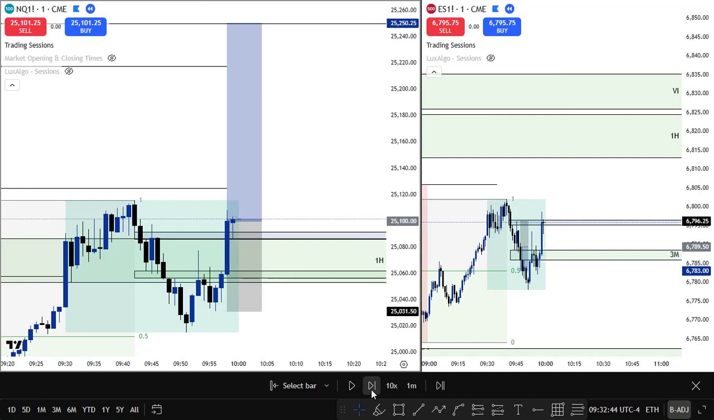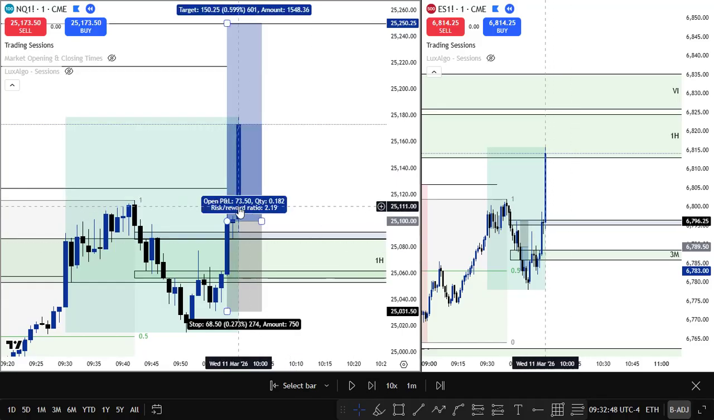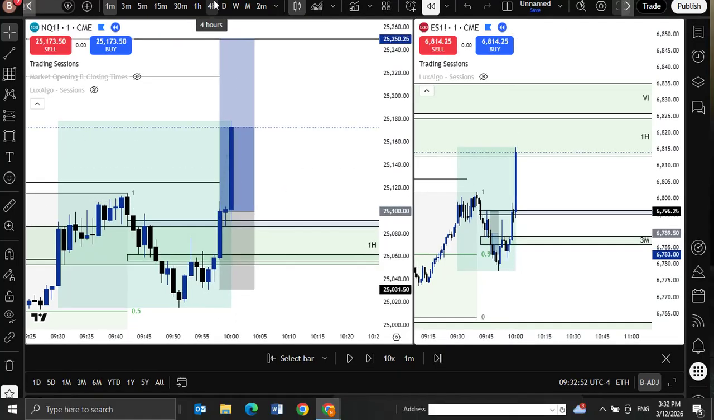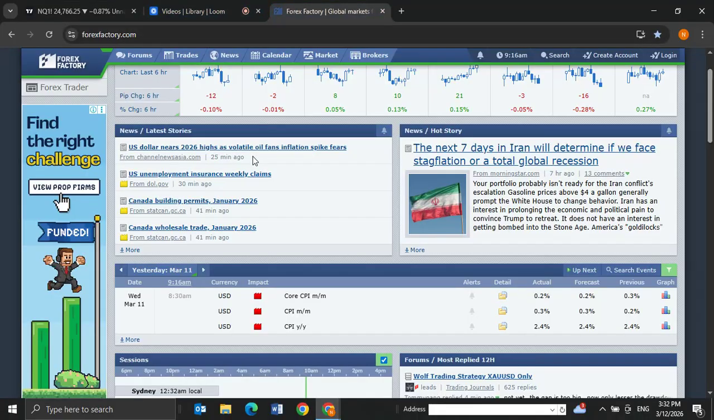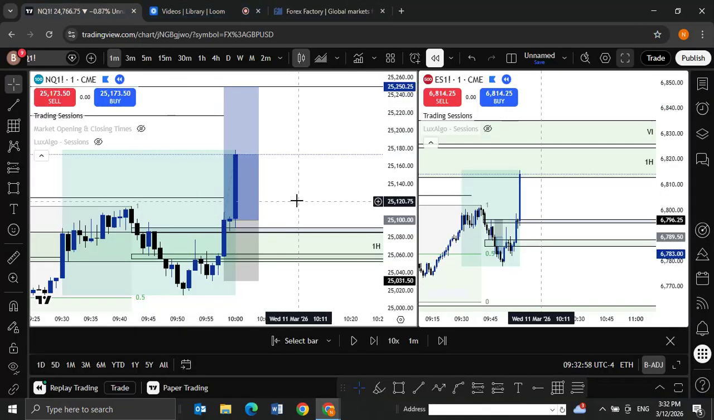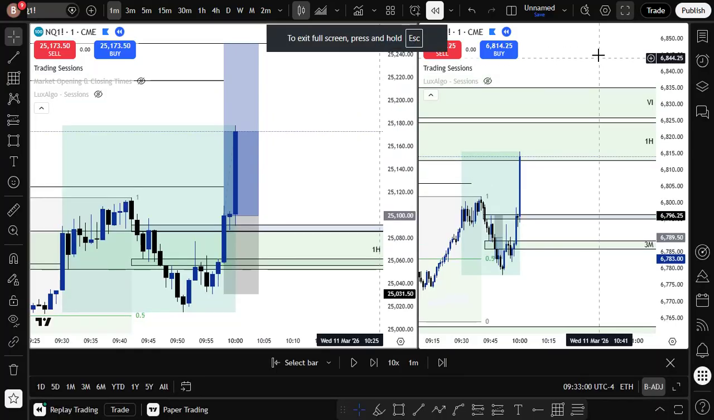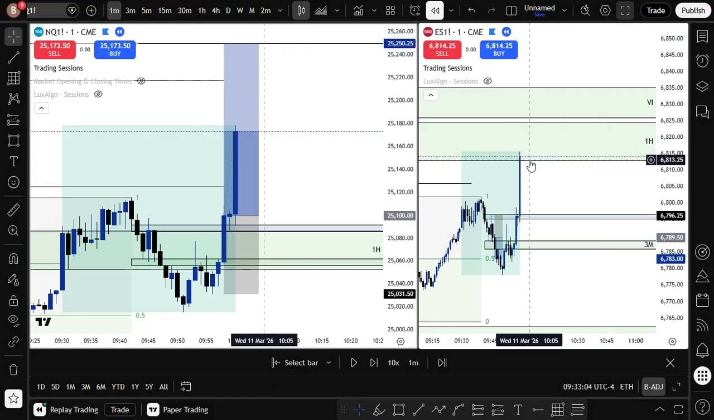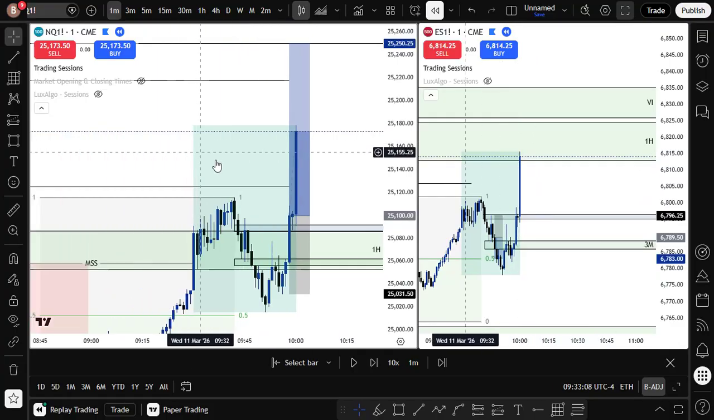Okay, I like this displacement. So again, we didn't have news, right? I just want to make sure because it's a big displacement. Yeah, I didn't have any news. So nice displacement. As I told, I'm considering risk management as soon as price is coming into the hourly fair value gap.